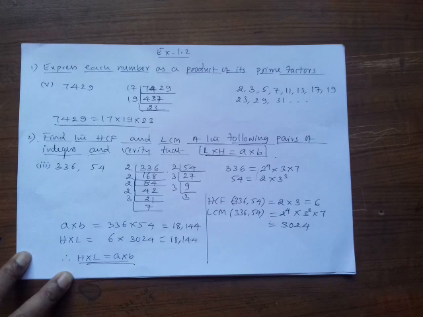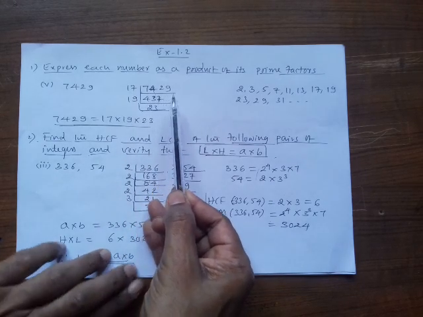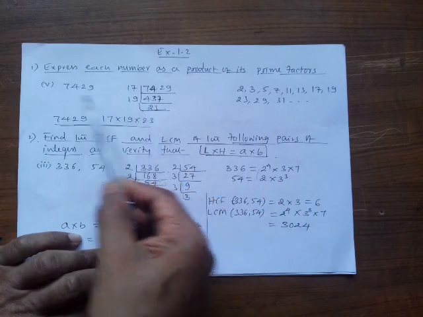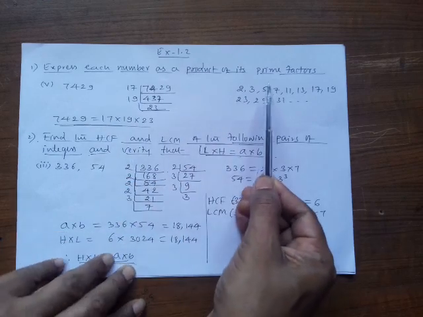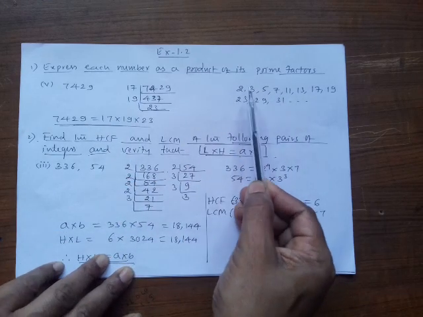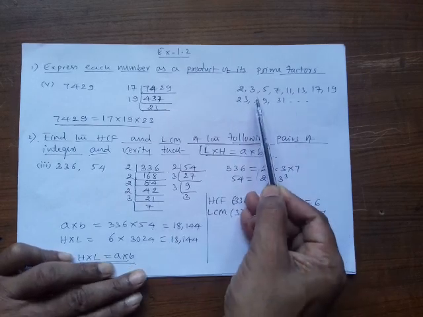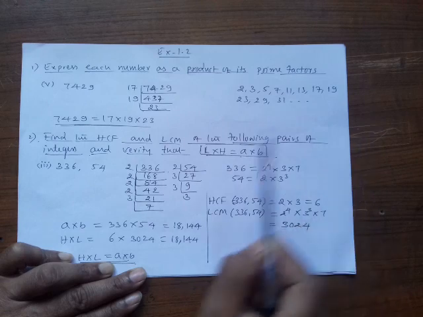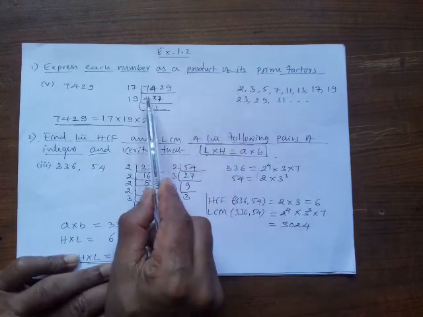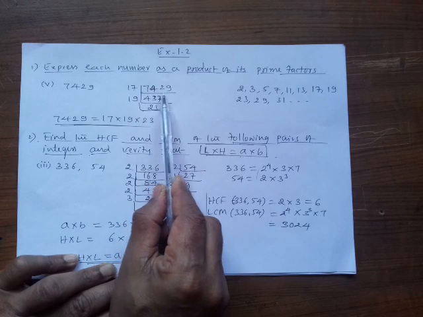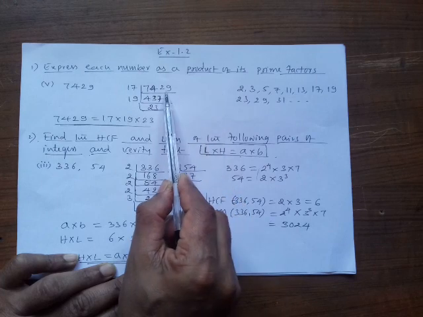7429. What you have to do is start dividing this number by prime numbers only, because you are asked to express 7429 as the product of prime numbers. See, here is a list of prime numbers: 2, 3, 5, 7, 11, 13, etc. So you can't divide 7429 by 2 because it is not an even number.